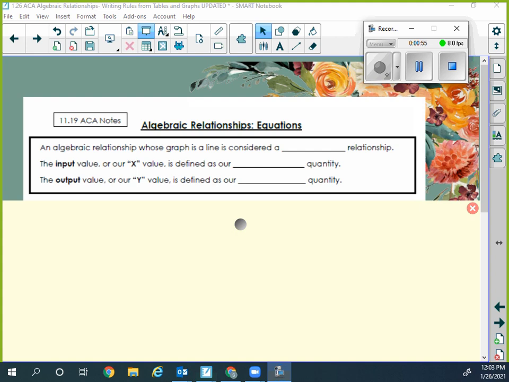Okay, so let's see if we could figure this stuff out. An algebraic relationship whose graph is a line is considered a, what do you put there? What kind of relationship? Linear, because it's a line. Very good. The input value, or our x value, is defined as independent. And your clue is in the word input. Remember that IN in the beginning is independent.